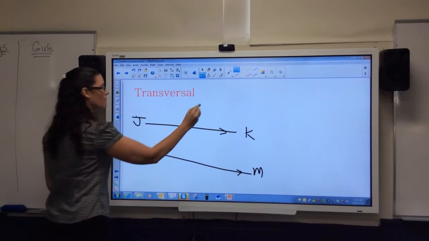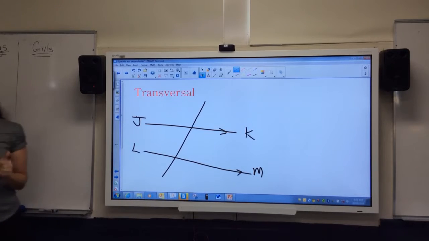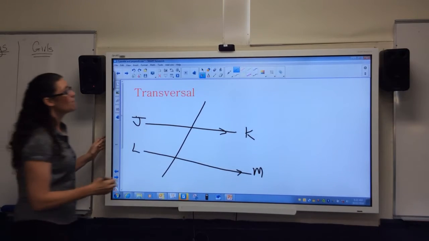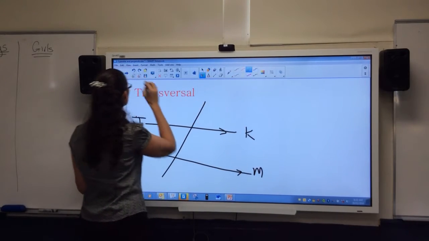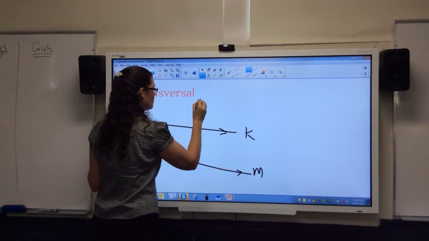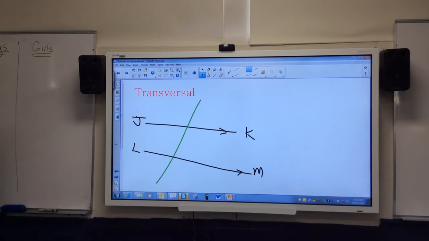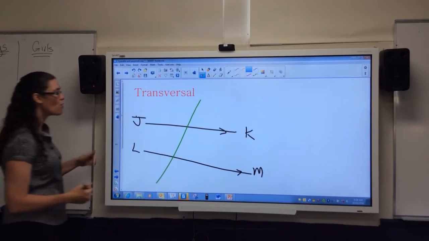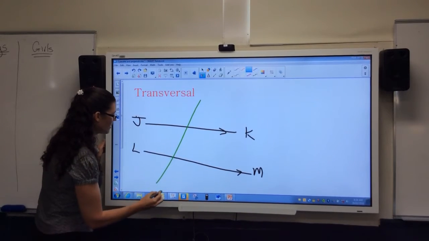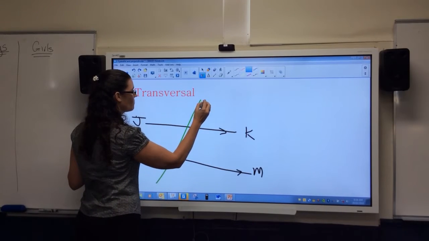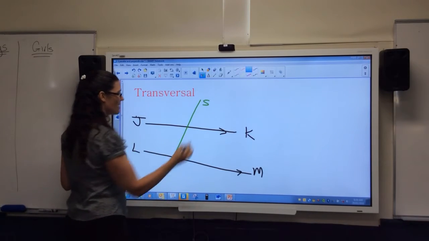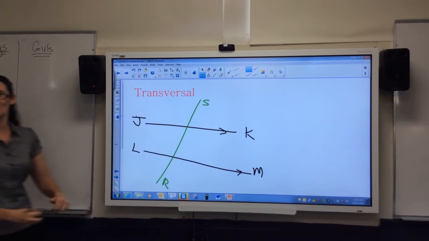So this line here, that is called a transversal. Okay, maybe I should have drawn a different colour. Let's undo that. Let's draw it in green. Okay, a transversal is a line that cuts across two other lines. We're going to call our transversal, I don't know, let's call it SR. Okay, SR is our transversal.